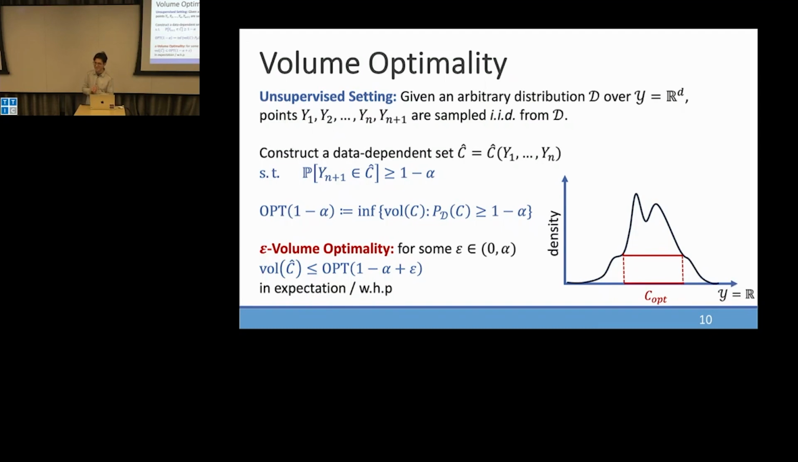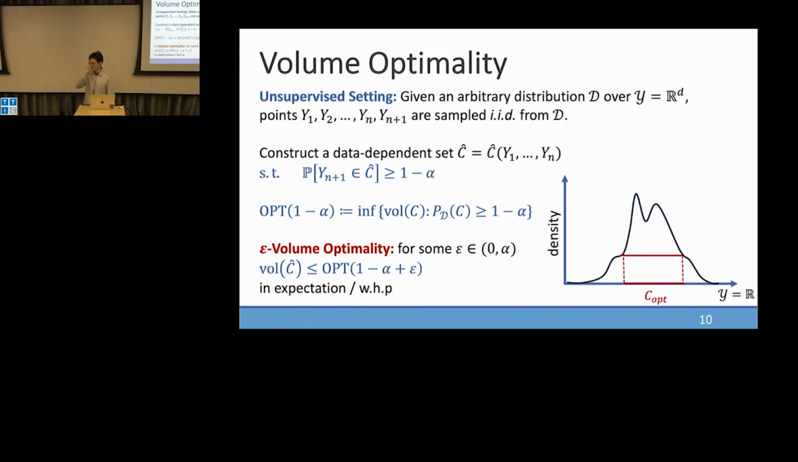Just going back to Julian's question. So here, this probability is only over y n plus 1? No, here the high probability is also over the entire definition of opt. When you define opt, opt only depends on the distribution D. So it's only looking at the last point? The opt does not depend on any data point, right? Right, it's just captured by the distribution, but your prediction set and its volume will depend on the entire history.